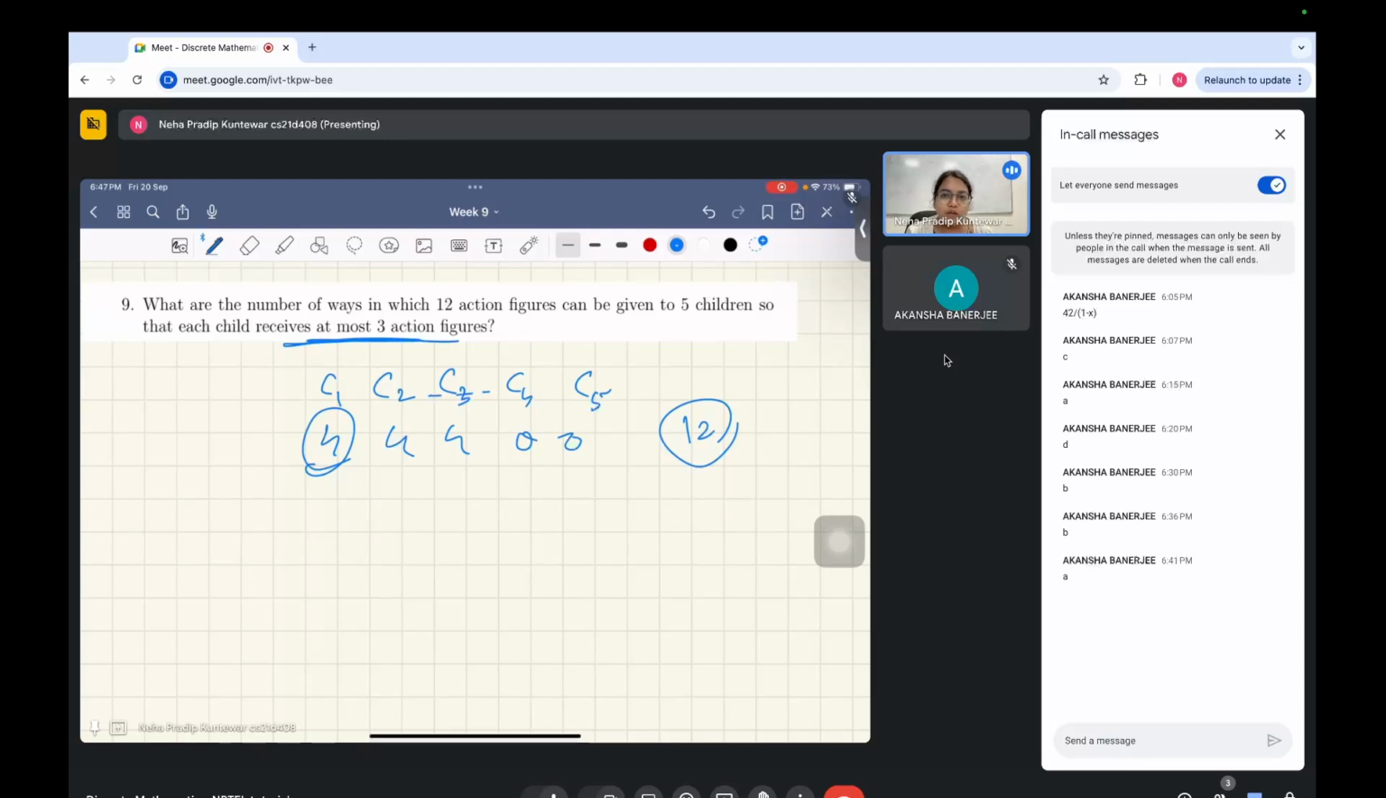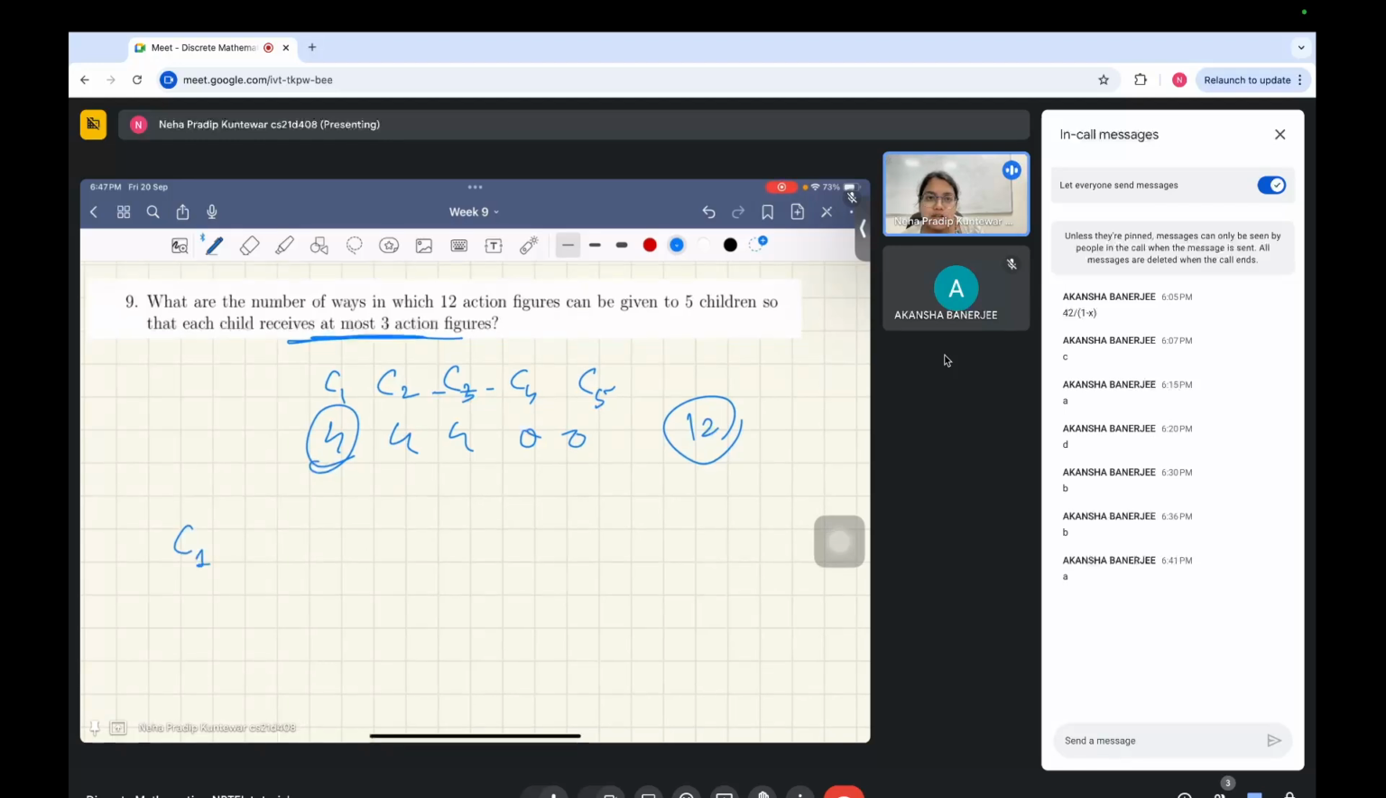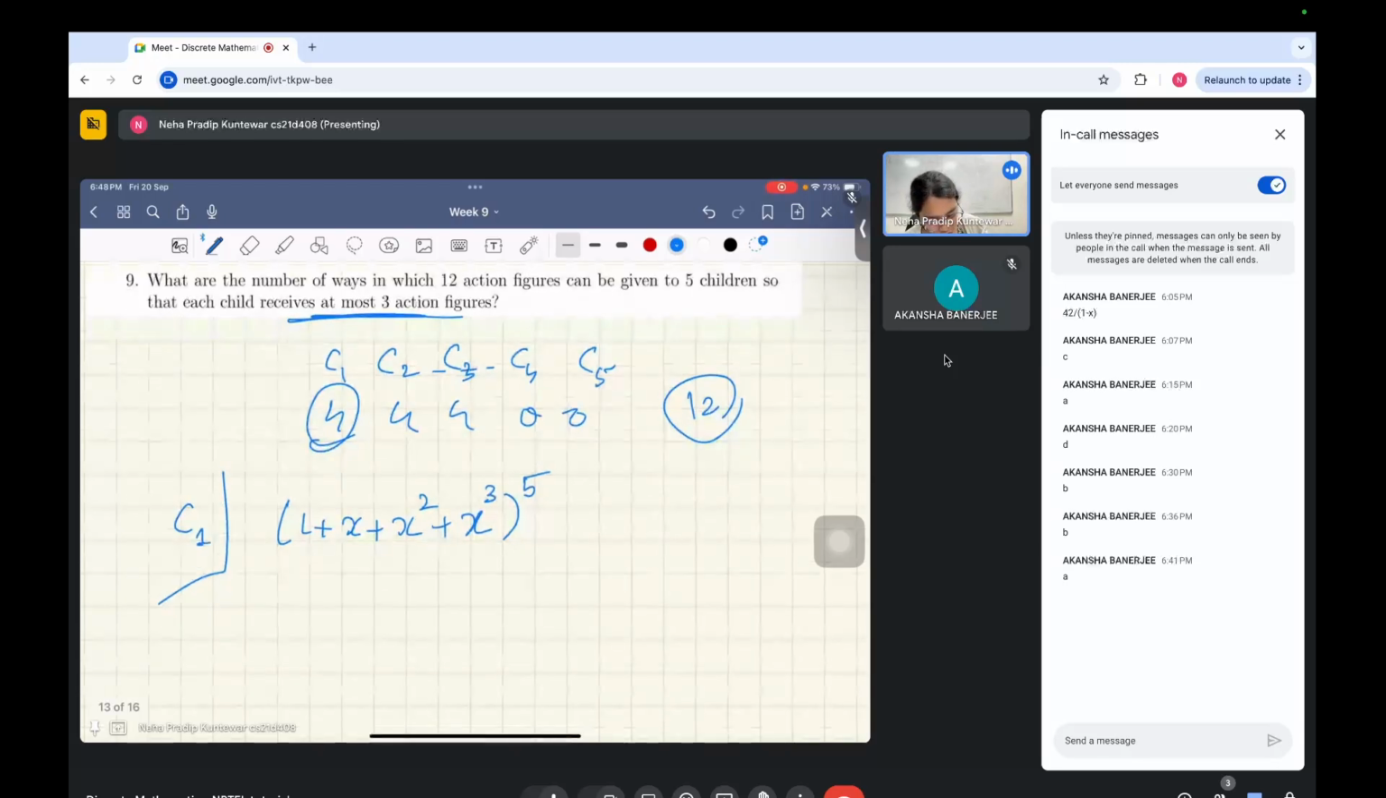Any ideas how we proceed with it? Maybe, how do we write the polynomial corresponding to the first child? 1 plus x plus x squared plus x cubed. Right. And then you have the same thing for the 5 children, so you will raise this to the power of 5. And you have 12 action figures, so you are interested in the coefficient of x to the 12 in this.